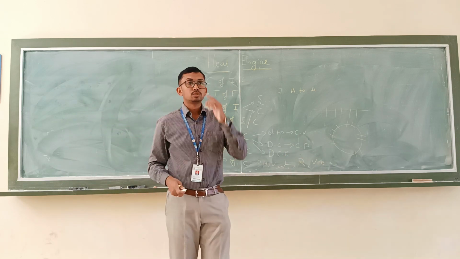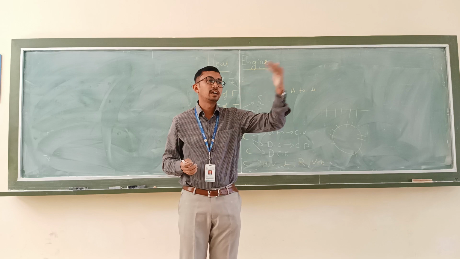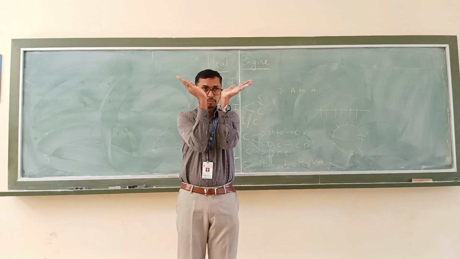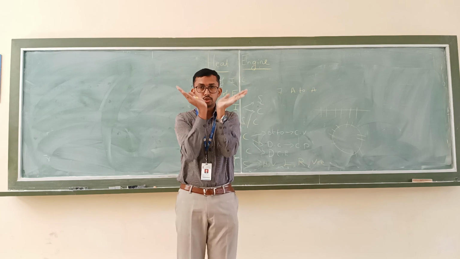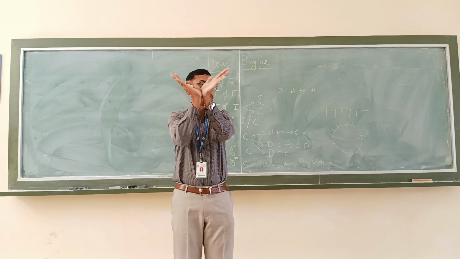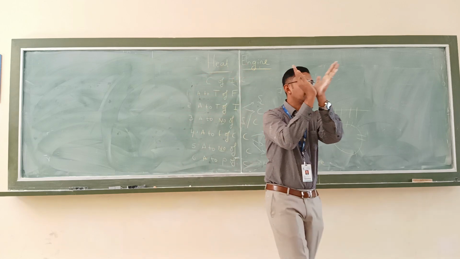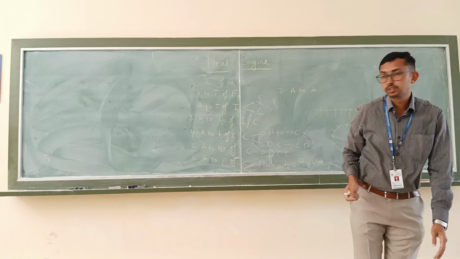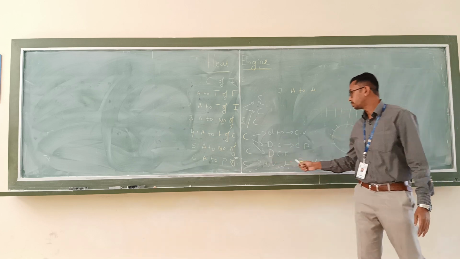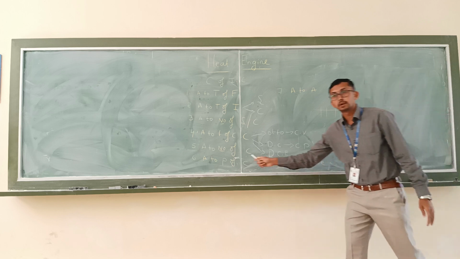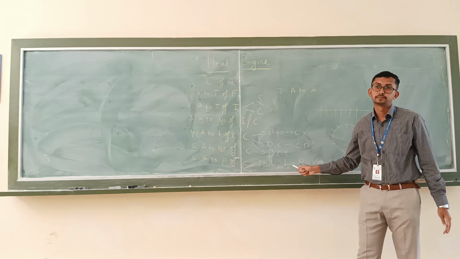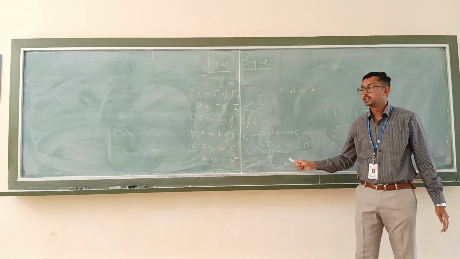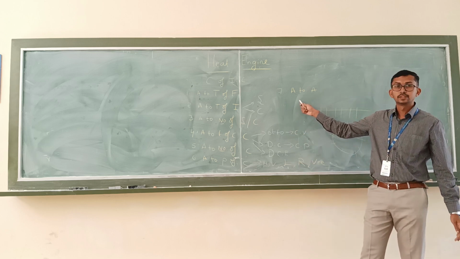Next one is V. Have you seen many engines in earlier days? The engines will be like this: two cylinders will be there, placed in the shape of a V, so that is why it is called a V type. So these are the various types of engines based on the position of cylinders. Is it clear?